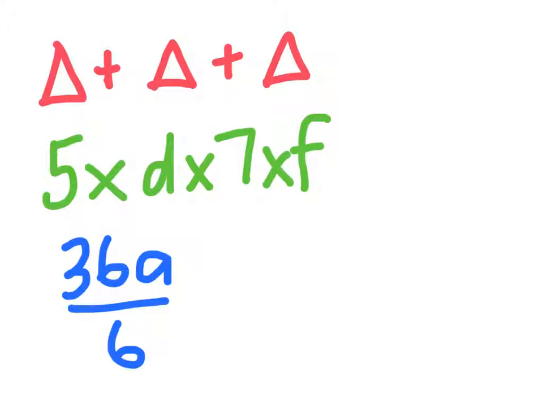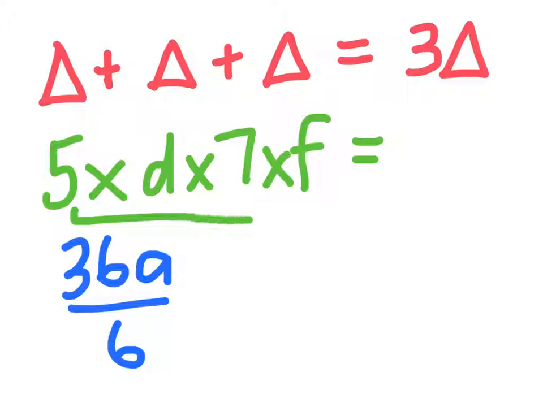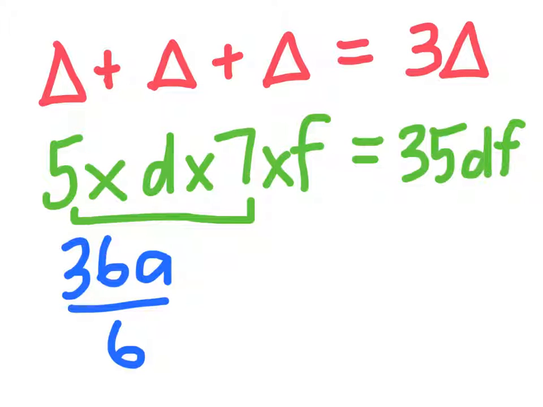We'll now simplify these three expressions. Now the first one, I have triangle plus triangle plus triangle, which means I have 3 triangle, or 3 multiplied by triangle. In the next expression, 5 and 7 can be multiplied by each other, so that's 35. And then I have D and F, so 35 is multiplied by D and multiplied by F. And the last expression is 36a divided by 6. 36 divided by 6 is 6, and I still have the a, so I have 6a.